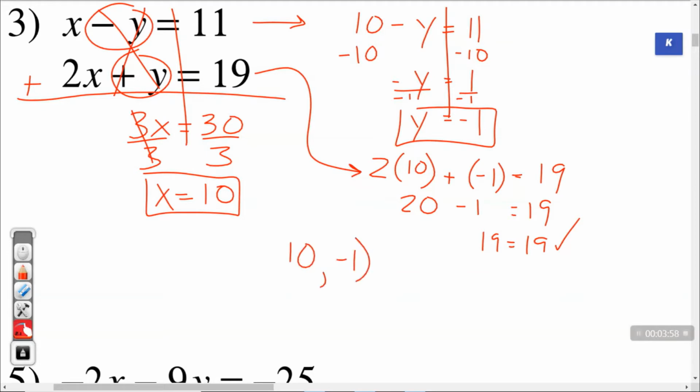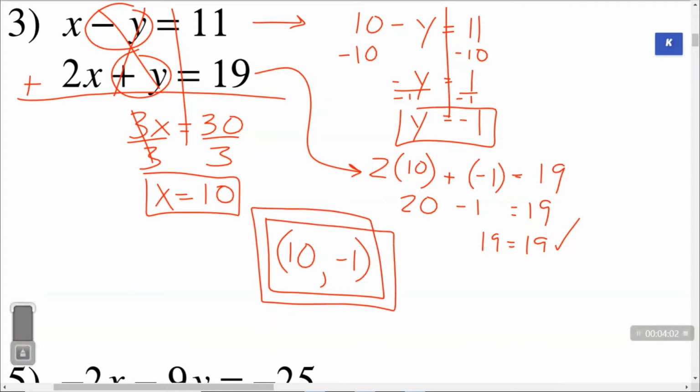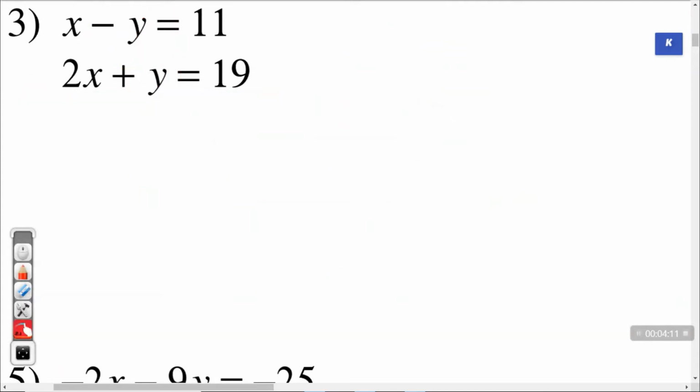(10, negative 1) always x, comma, y, and make your final answer stand out more than the two answers prior, because x and y are just part of the answer. Together, they're an ordered pair. That's our final answer. All right, let's try another one.